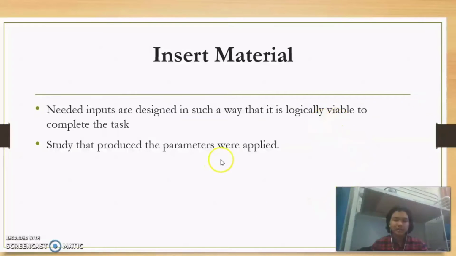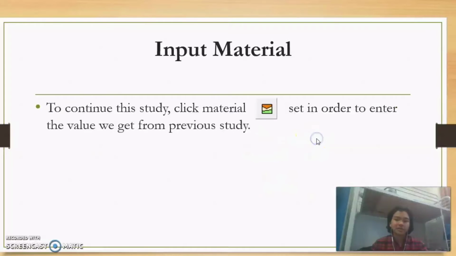Then, inserting material will be the next step. Needed inputs are designed in such a way that it is logically viable to complete the task. Studies that produce the parameters will be applied. We will find previous studies about the parameters of original peat and stabilized peat, with either cement or polymer, to be inserted as the material.